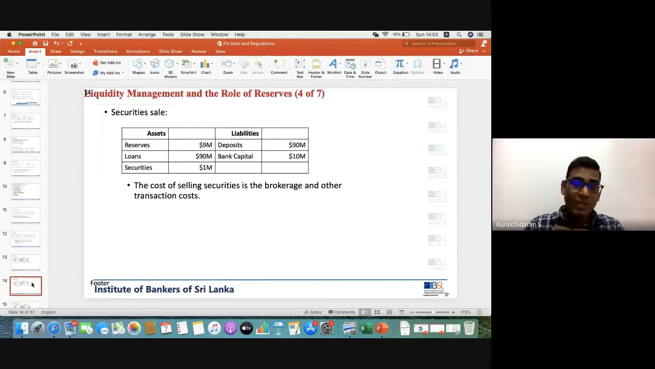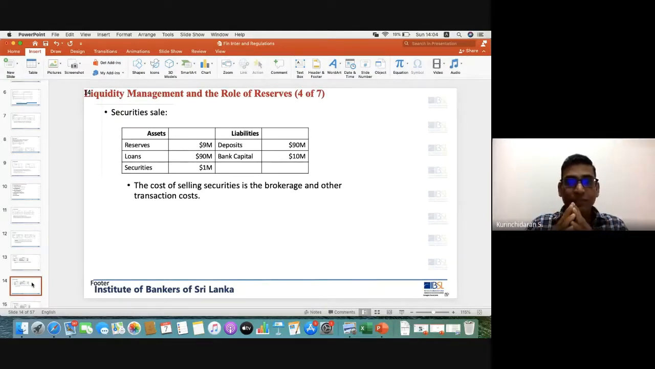But the problem is sometimes when you try to sell, the securities can be discounted, or their value can be less than the book value, right? That we cannot assure. At the same time, of course, if it is a trading portfolio and marked to market, then the value may be similar, but there can be small deviations. In addition, there is the cost of selling securities, the brokerage and other transaction costs. Even though you try to sell, there's a cost. You have to pay brokerage and other transaction costs. So you can sell 9 million of securities and put that amount into reserve.